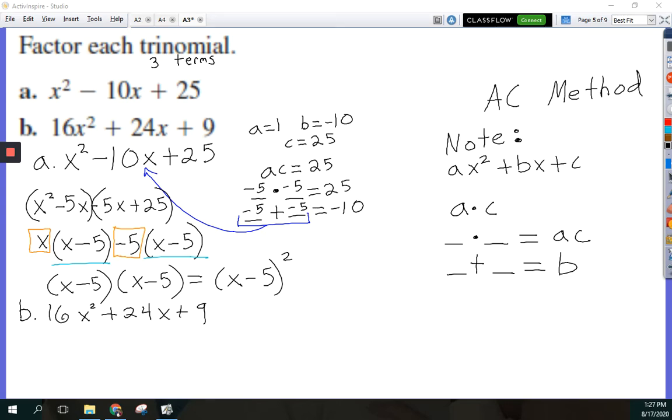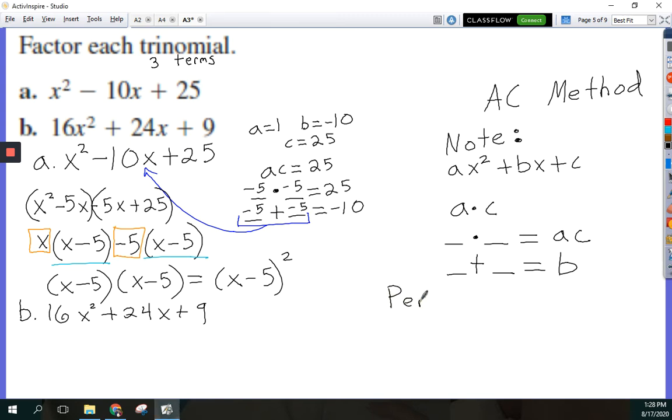Our second example is going to be 16x squared plus 24x plus 9. And now we could go through the same process that we did with our first problem and use the AC method, and it would work very similarly. But there is another way that we can do it.